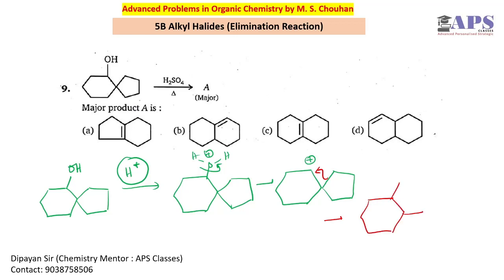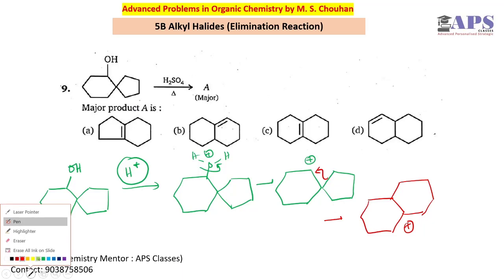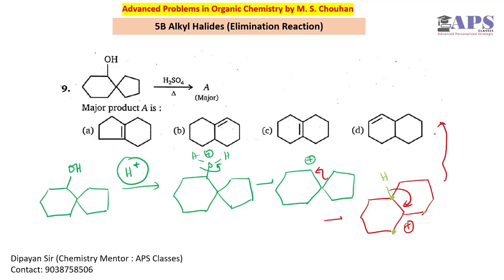Now after the ring expansion, the 5-member ring will become a 6-member ring along with a positive charge, and finally we have to perform the elimination reaction. This is a normal type of elimination reaction where alpha hydrogen will be removed with respect to the carbocation where the number of hydrogen is less. So here we have 3 alpha hydrogens, 1, 2, 3, but in this position only 1 hydrogen is present and in the other position 2 hydrogens are present. So this CH bond will be broken and the final product will look like this, which is nothing but option C.